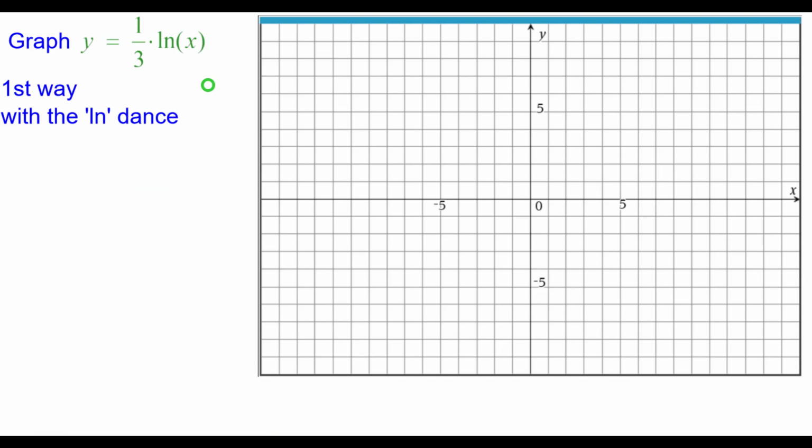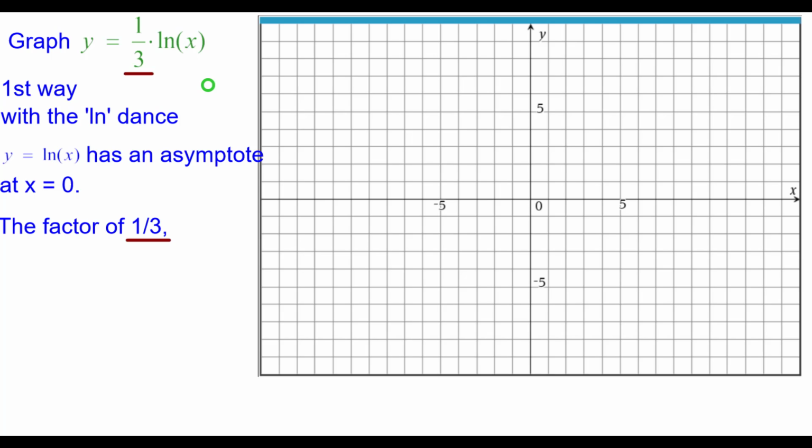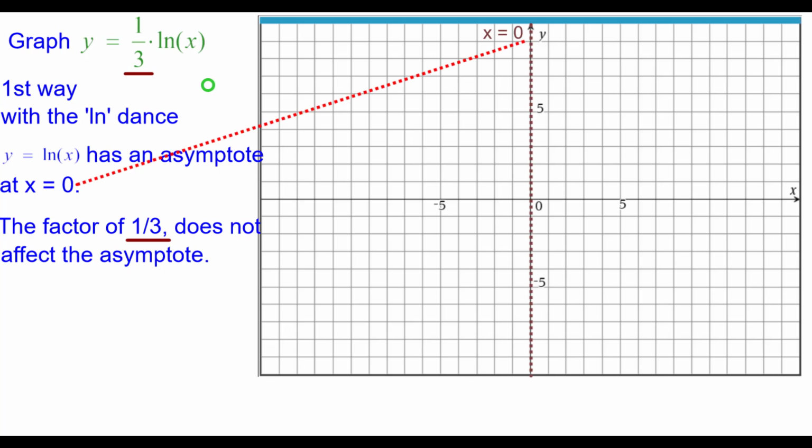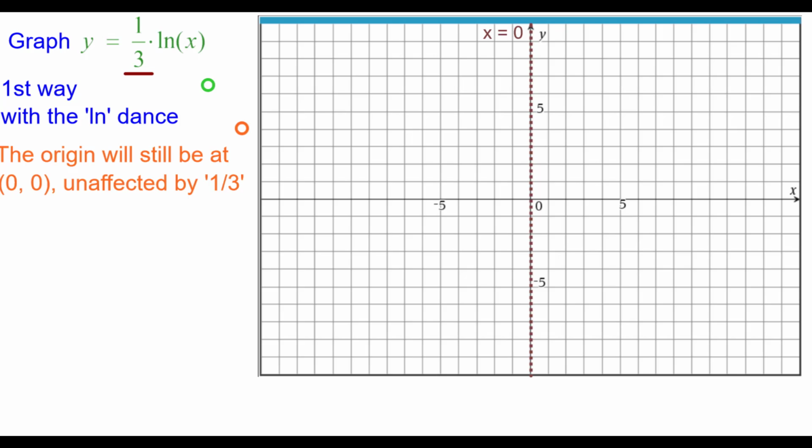The first way is with the natural log dance. Y equals the natural log of x has an asymptote at x equals 0, the y-axis. The factor of 1/3, the coefficient here, does not affect the asymptote, so we'll go ahead and draw in our asymptote. The origin will still be at 0, 0, unaffected by that factor of 1/3, so we'll plot that, because all points will be plotted relative to the origin.